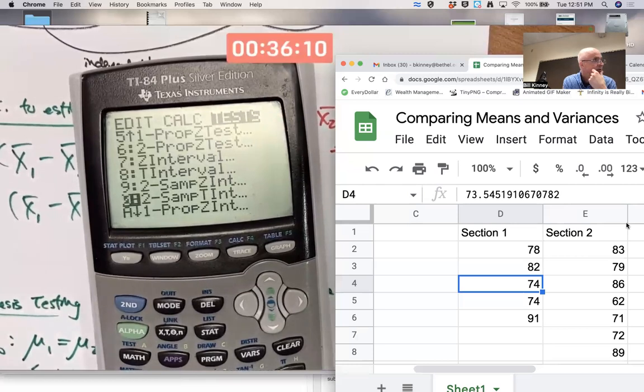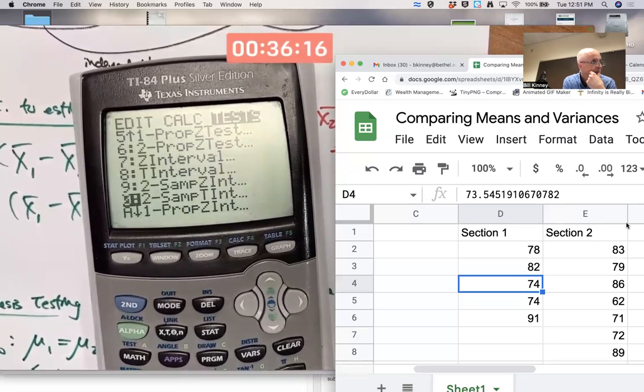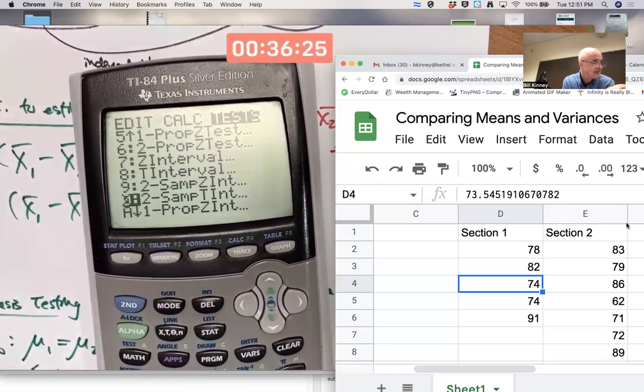Again, mu1 is 80, mu2 is 82. In reality, mu1 minus mu2 is -2. Will this interval be close to -2? It's hard to say. These sample sizes are small. So it's very likely that it may not be centered very close to -2. It could even be centered on a positive number.